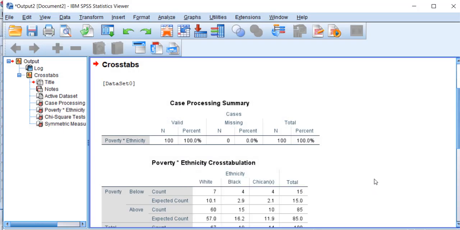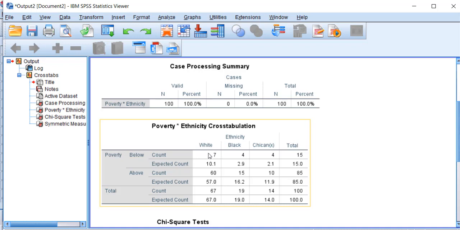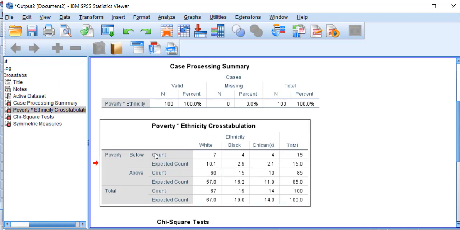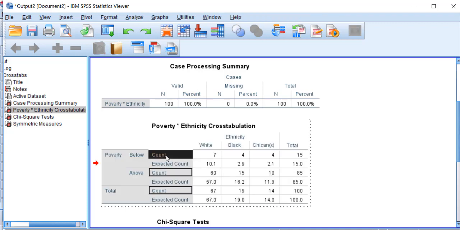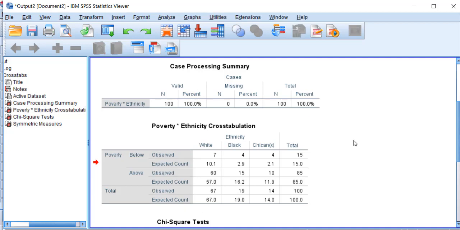If I look in the output, I see that I have 7 individuals who are below the poverty threshold that are white, and I have 60 individuals above. So where it says count, that is my observed. And of course, if you wanted to, you could change this to say observed. That way it would be consistent with the way that we referred to it. You could also put FO and FE for frequency observed, frequency expected. And so these data are consistent.